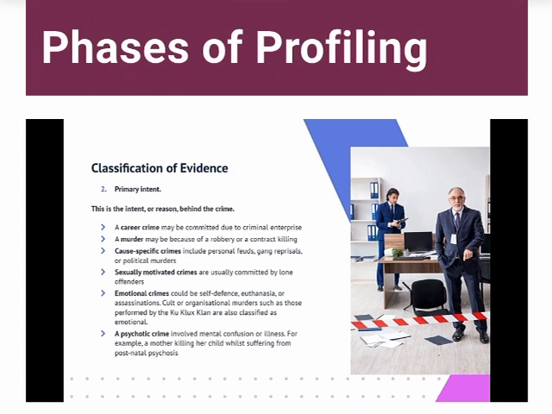Emotional crimes could be self-defense, euthanasia, or assassinations. Cult or organizational murders such as those performed by the Ku Klux Klan are also classified as emotional. A psychotic crime involves mental confusion or illness. For example, a mother killing her child whilst suffering from postnatal psychosis.